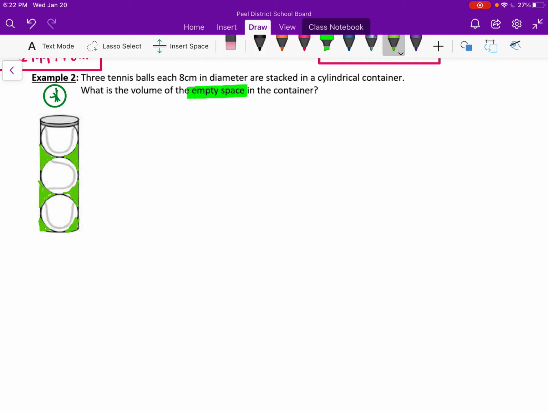The best way to approach this problem is to say the volume of the empty spaces is basically going to be the entire volume of the cylinder, minus the volume of each individual ball. Then you will get the volume of the space, because that's whatever's left over. Once you put the balls in, whatever's left over is the volume of the space.